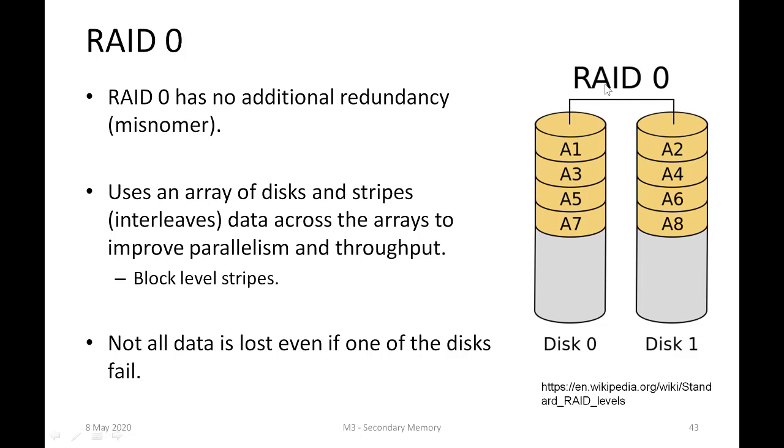Also, if we want to access data of locations A1 to A4, we will be accessing both disk 0 and disk 1 in parallel, and disk 0 will supply A1, A3 and disk 1 will supply A2 and A4. So we will be able to get this data in half the time. By default, all our storage or the secondary memory is configured as RAID 0.